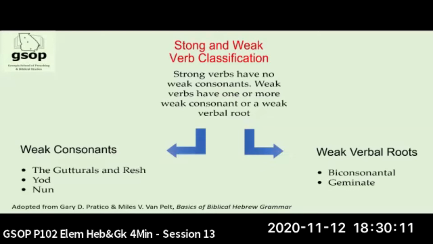Biconsonantal, two consonants, are typically considered weak. Oftentimes biconsonantal was originally tri, and the third one fell off, and now it's bi. Matter of fact, sometimes you'll see in the older Hebrew, in the Pentateuch for example, it'll be written with the tri, and then you'll find it in some of the newer Hebrew, relatively speaking, written with the bi.